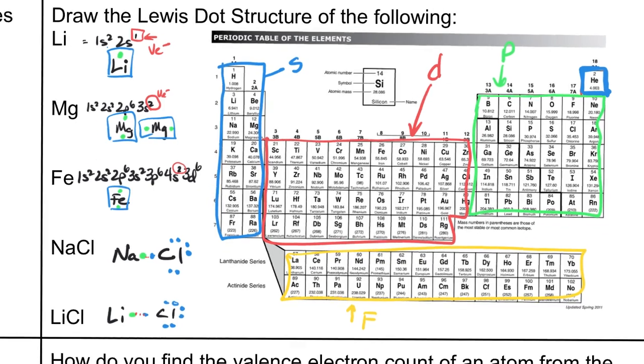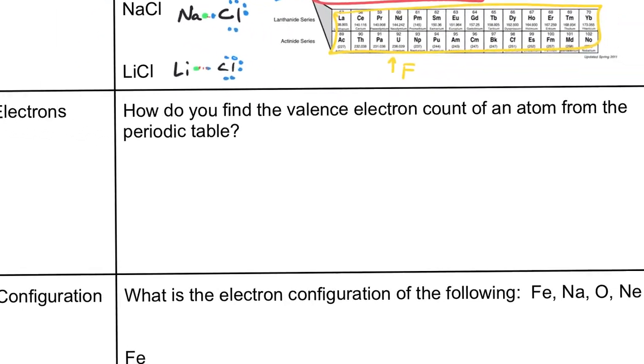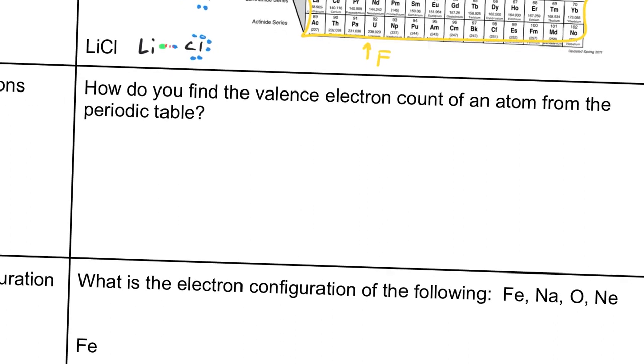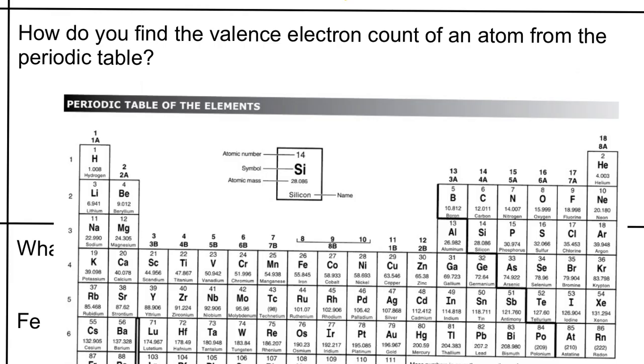So let's move on here. We're going to look at the next section. We're dealing with valence electrons, but in particular, how do you find valence electrons from the periodic table? So you definitely want to be able to do this. So let me bring up a periodic table copy here, and I'll show you a very quick way to figure this out. All right, so here we've got the periodic table.